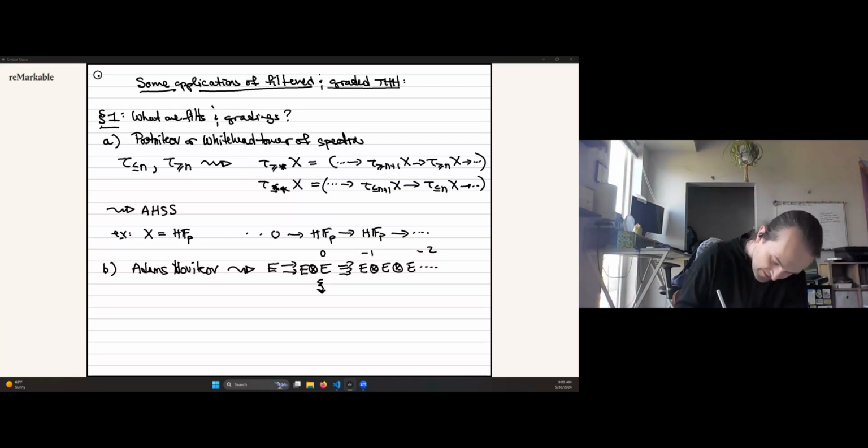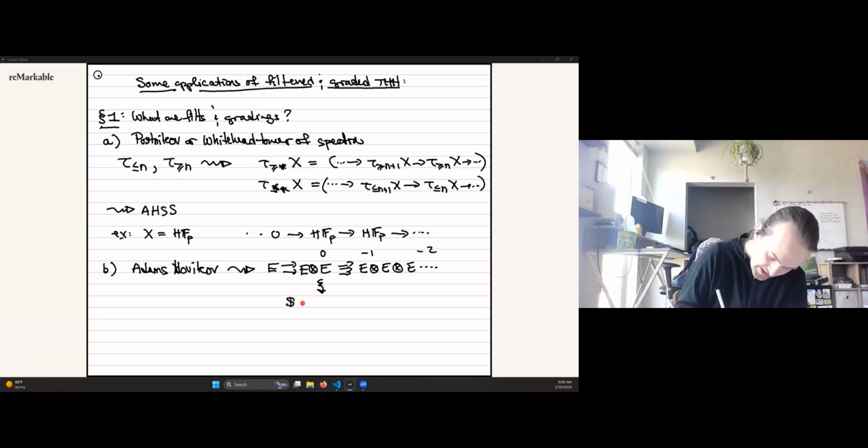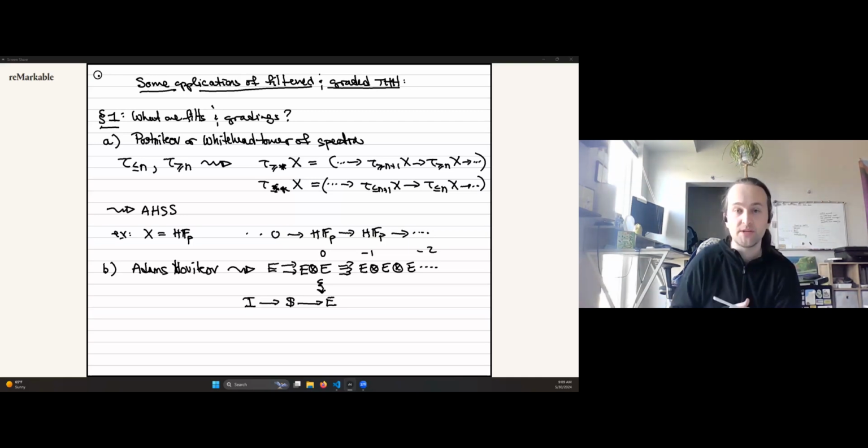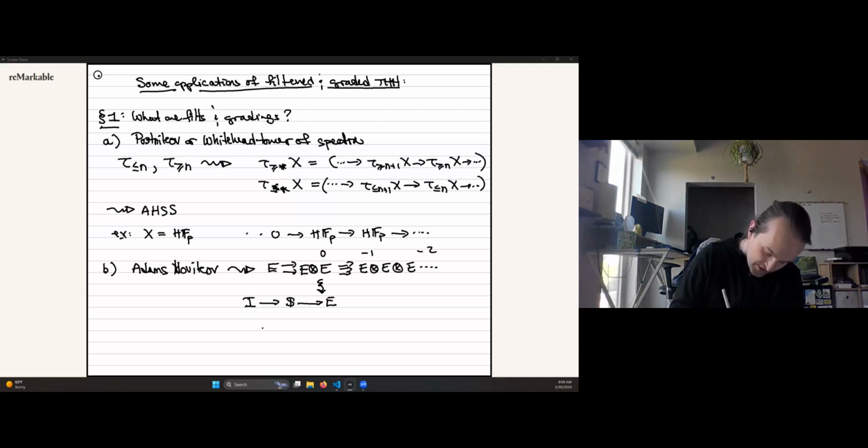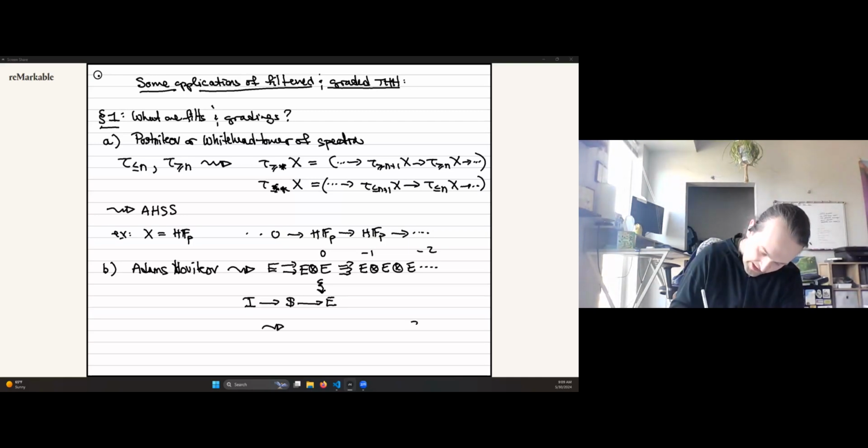Where here we have to suitably interpret things. So here we're going to have a map from S to E, and then we're going to call I the fiber of this map. So this is a fiber sequence. And then the associated filtration you get is going to look like S in degree 0. It's going to look like a copy of I. It's going to look like 2 copies of I, and you're going to go up forever and ever.